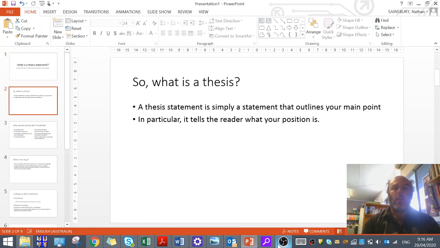So moving along, a thesis statement is simply a statement that outlines your main point, telling the reader what your position is. So it doesn't get much more complex than that. What are you trying to say in your essay, in your article, whatever you're writing? What is the main point you want your reader to come away with? It's a statement that outlines that, no more, no less. And so a little bit more detail on the next slide there.